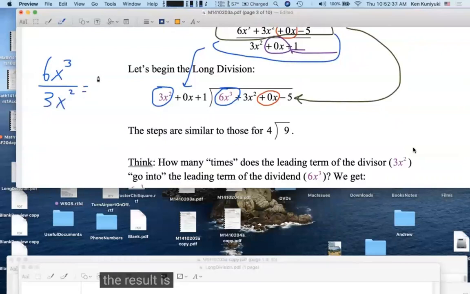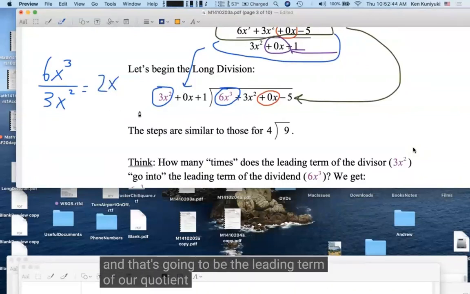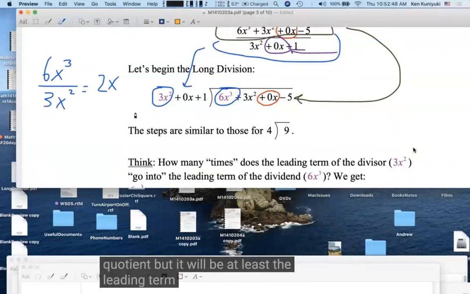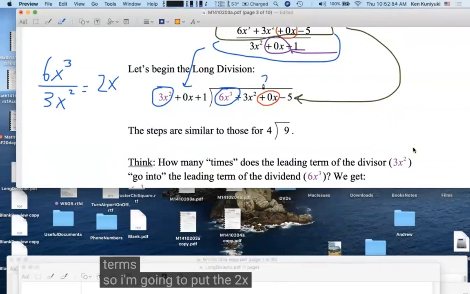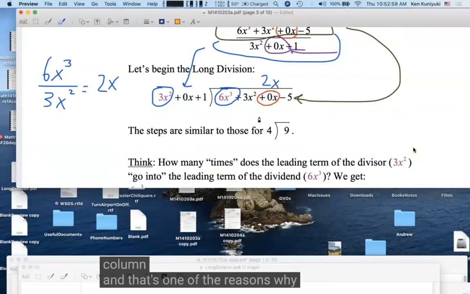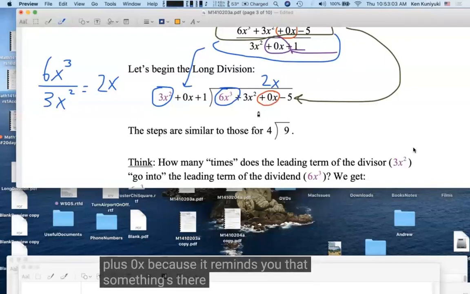The result is 2x. And that's going to be the leading term of our quotient. It may not end up being the entire quotient, but it will be at least the leading term of our quotient. Now, we're going to try to line up like terms. So I'm going to put the 2x in the x term column. And that's one of the reasons why it's helpful to put in the missing term, the plus 0x, because it reminds you that something's there.